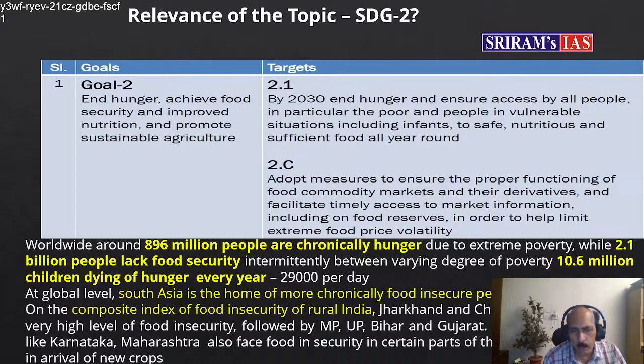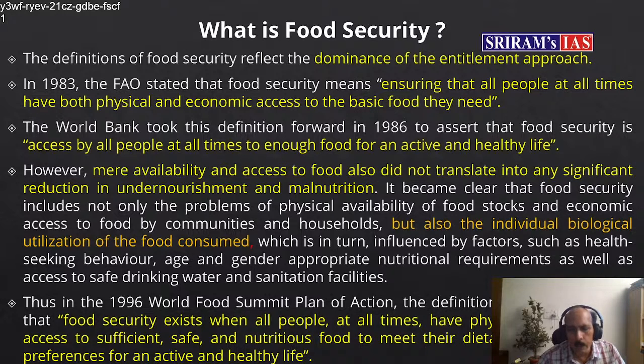The data which is available today indicate that around the world, around 896 million people are chronically hungry due to extreme poverty, while 2.1 billion people lack food security, and 10.6 million children die of hunger every year. That is 29,000 children per day all over the world dying just because of hunger. That's why this topic has become more relevant for inclusive growth, because inclusiveness requires that the growth should be pro-poor and the benefits should be equitably shared. But here we see that a large chunk of the population is still deprived of the basic need of food. That's why we decided that we should take up this topic for discussion, particularly with special reference to India.